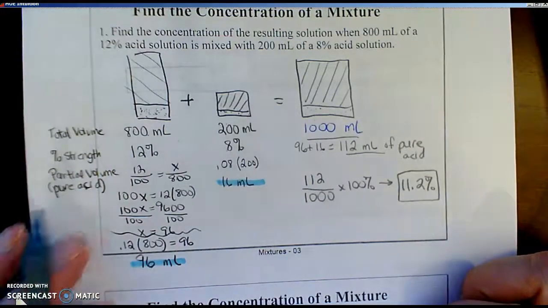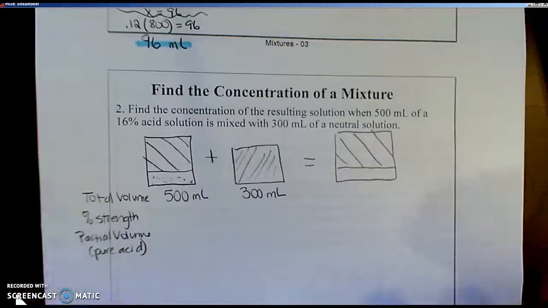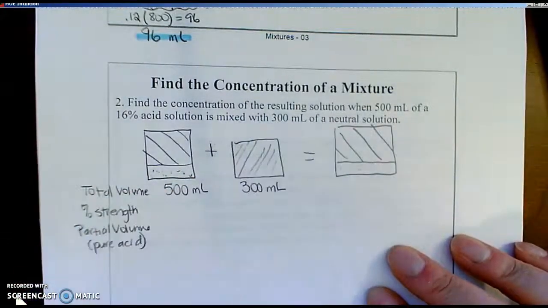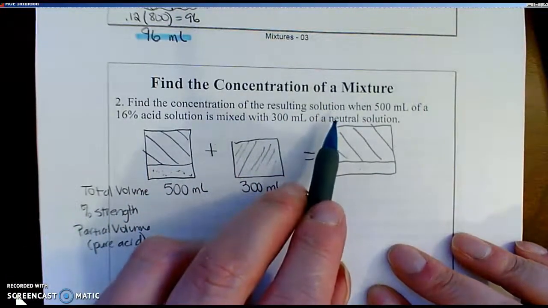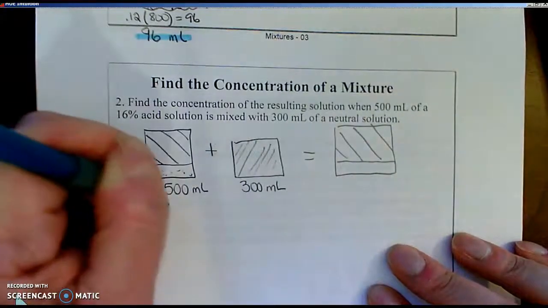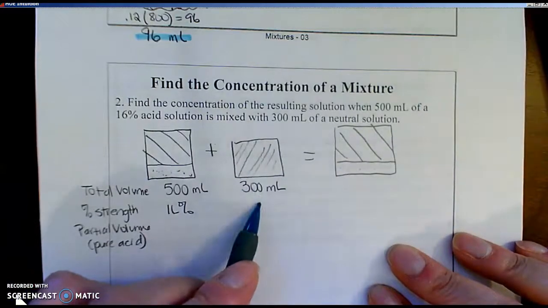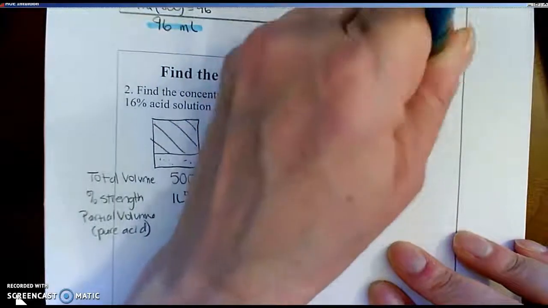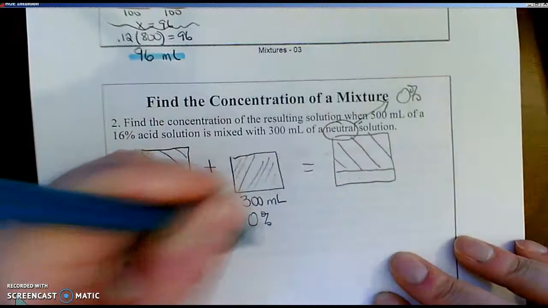Okay, so the next problem we're going to do is similar, but now we are introducing the concept of a neutral solution. We're going to find the concentration of the resulting solution when 500 milliliters of a 16% solution is mixed with 300 milliliters of a neutral solution. When you see that word neutral, that means 0%. It doesn't have any of the main ingredients, so that's 0%.